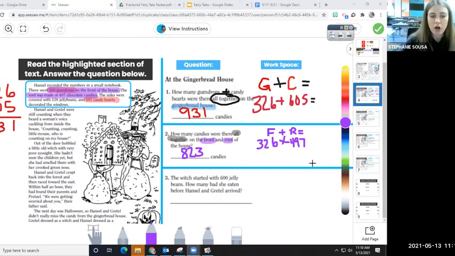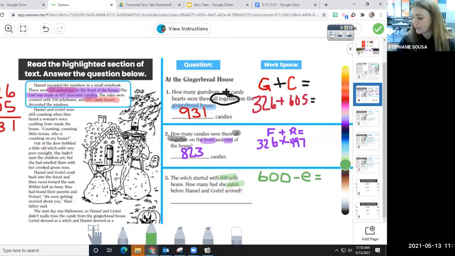The witch started with 600 jelly beans. How many had she eaten before Hansel and Gretel arrived? Okay, so let's start with what we know. We are starting with 600. We are subtracting the number that she had eaten. Go ahead and write that variable down. 600 subtract the number she had eaten. Now, why did I choose subtraction for this? Why is this a subtraction problem and not an addition problem? Brayden?